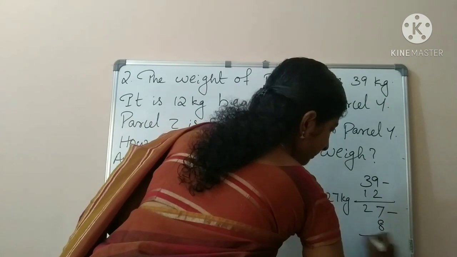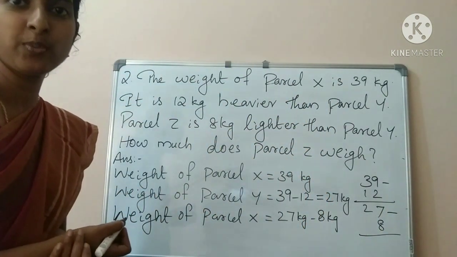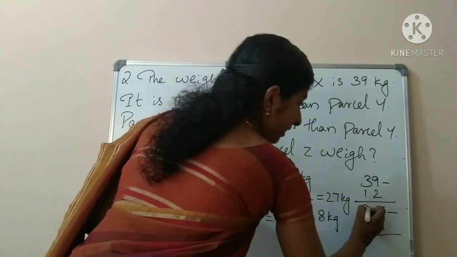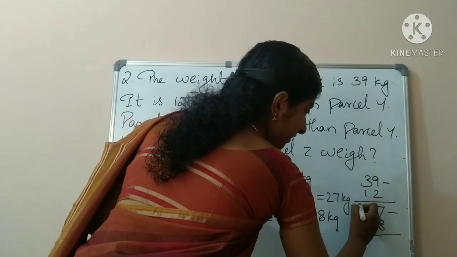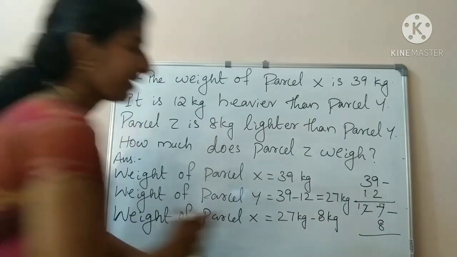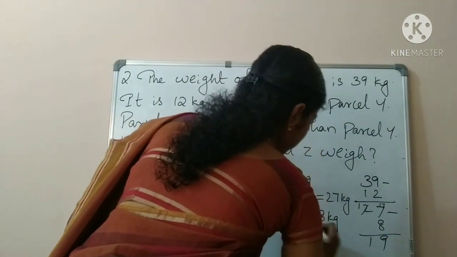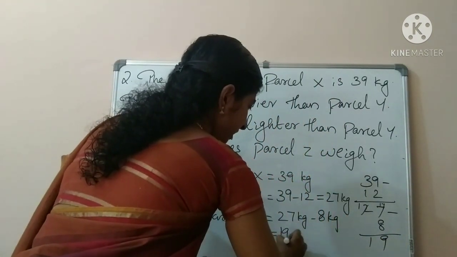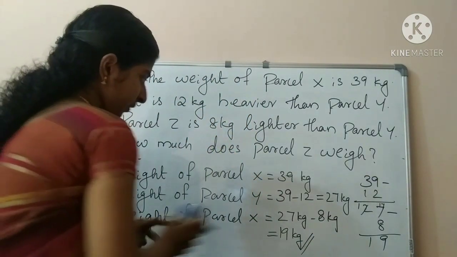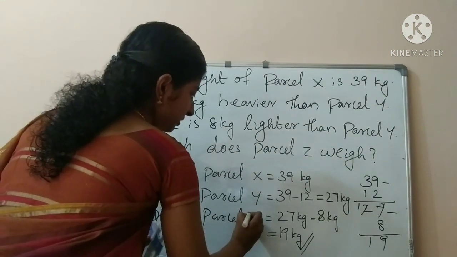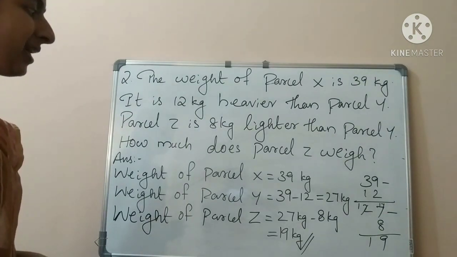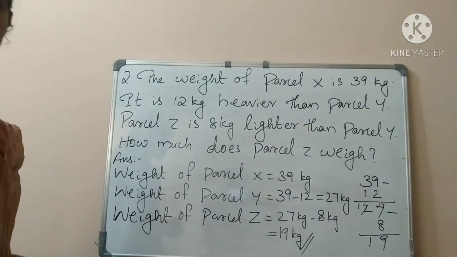27 minus 8. What is the answer? 7 minus 8. Is it possible to subtract? No. Next we take 1 from the left side. After taking 1, the left side becomes 1. Right side becomes 17. 17 minus 8? Yes. 9. Here 1 is equal to 19 kg. Weight of parcel Z is 19 kg.